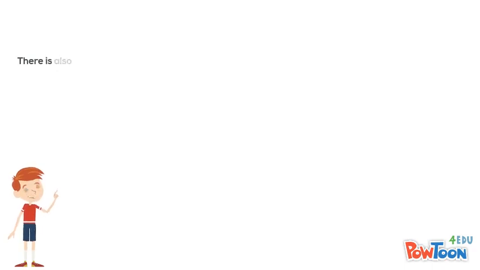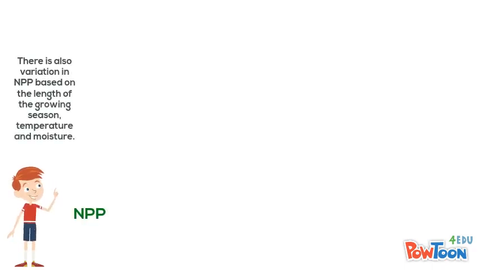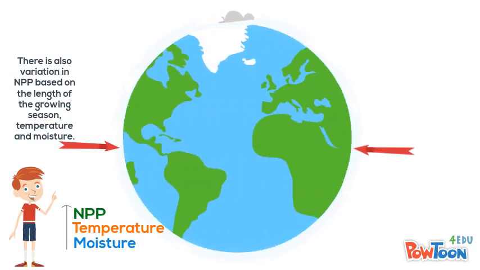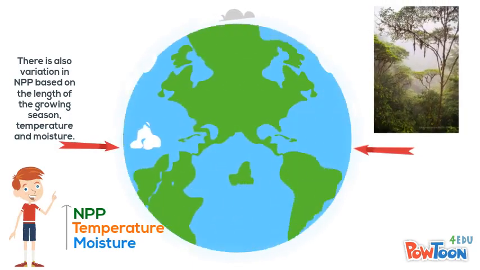There is also variation in NPP based on the length of the growing season, temperature, and moisture. NPP is greatest in areas of increased temperature and moisture, and these two characteristics coincide at none other than the equator. This is why this area is full of lush tropical rainforests such as the Amazon.